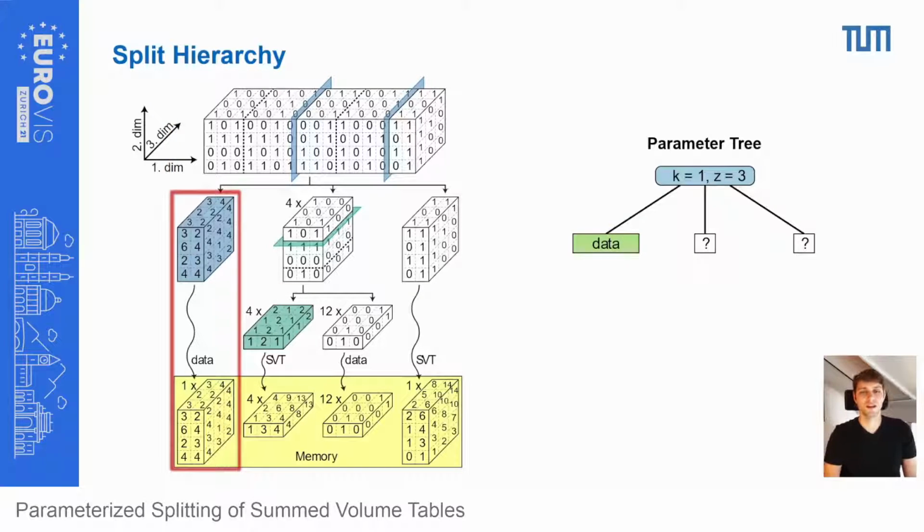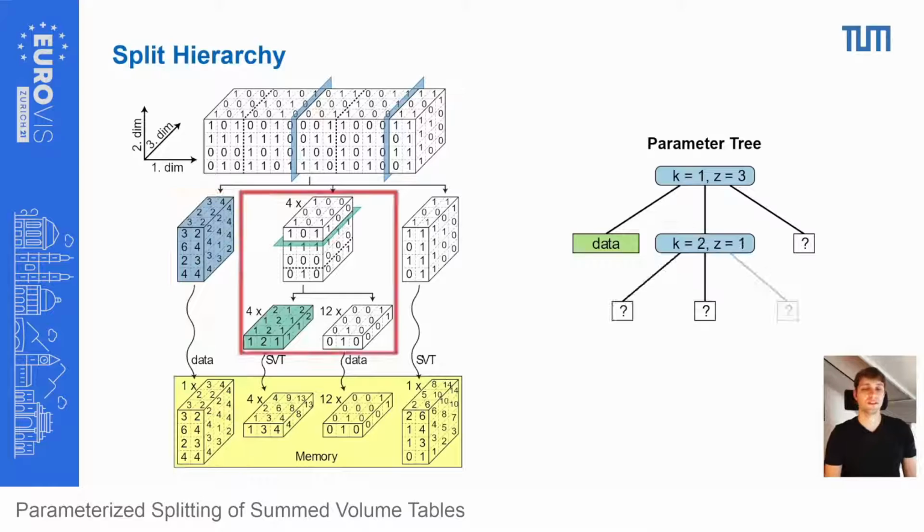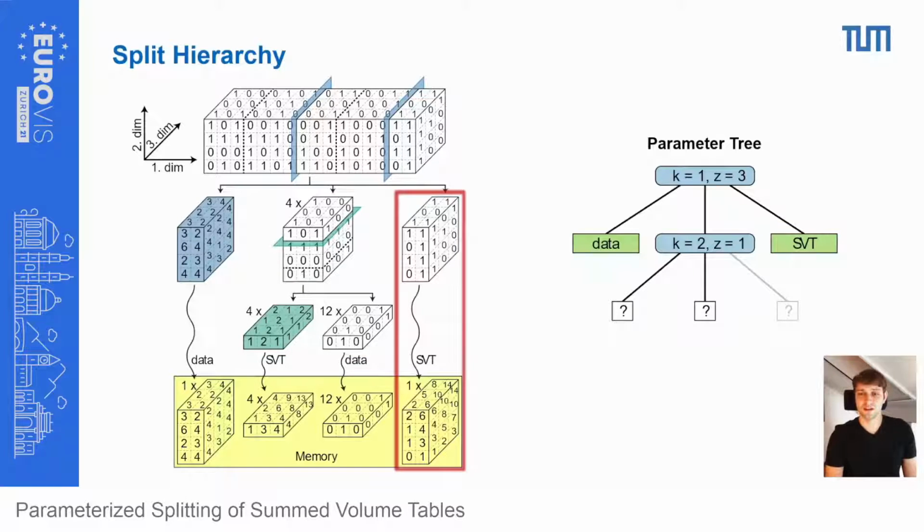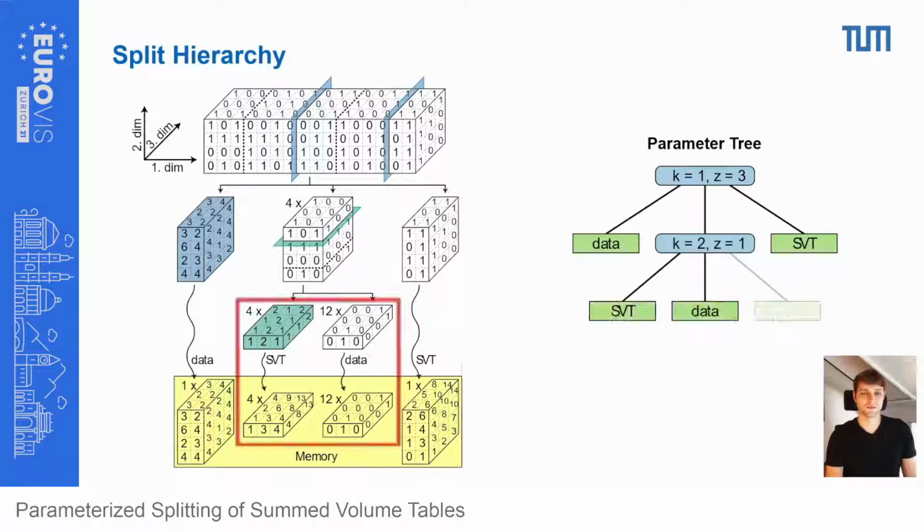In this example, we store the aggregate array as is in memory, hence the first subtree contains a single external node. Subarrays of length 3 are split again, so that the second subtree starts with an internal node describing the split. For the subarray of length 2, the sum volume table is stored. We express this by an external node with a SVT flag. The parameter tree for the second split is expanded in the same way, however, with a small difference that there is no third subtree since z equals 1.